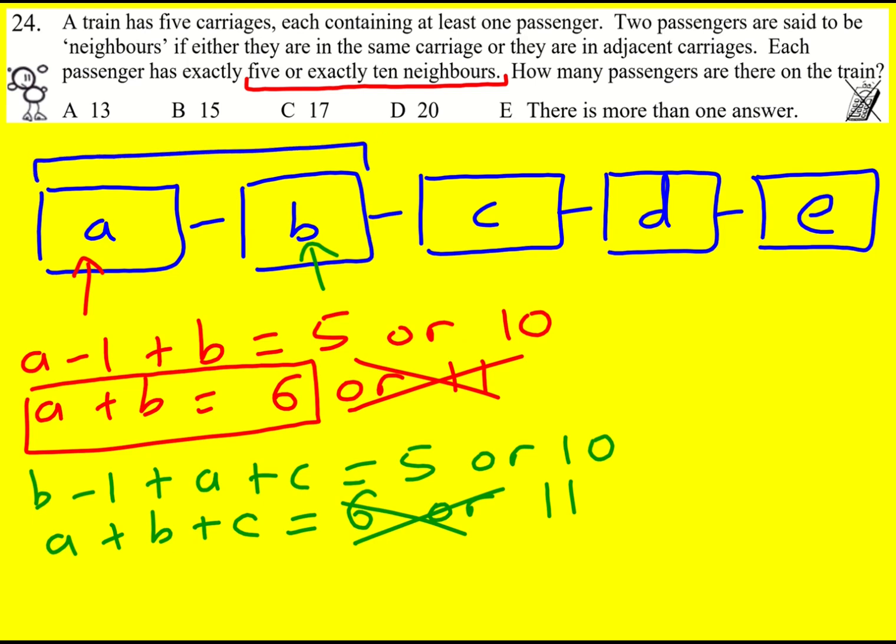So here we've got 6 people in the two carriages overall. And in this carriage, we've got 5 people.